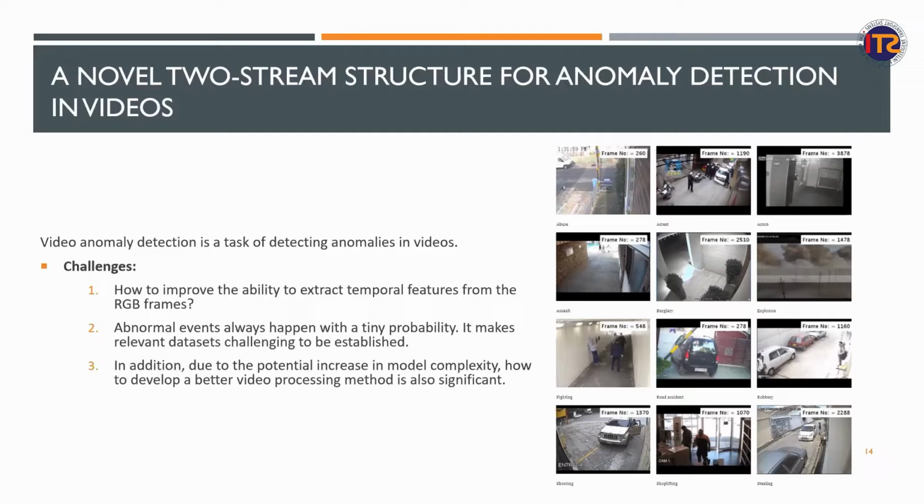Number one, how to improve the ability to extract temporal features from the RGB frames. We know an unforeseeable anomalous event happens with a very tiny probability. So this makes it a little bit difficult for us to apply a dataset for testing, because the anomalous events happen with very low probabilities, a very low chance. In addition, due to the potential increase in model complexity, nowadays the model is very complicated because of the speed involved in the video and the color and the quality, and so on and so forth. How to develop a better video processing method is also a hard task.